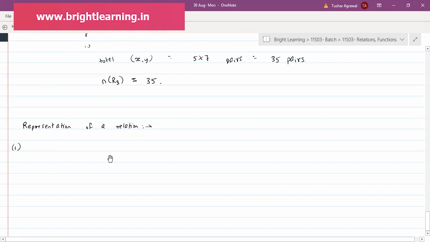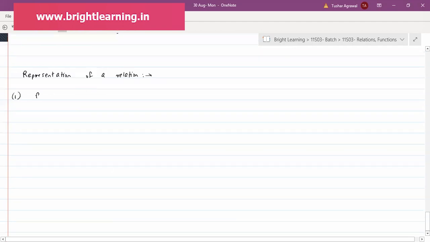So first is the roster form. What is the roster form? The roster form is actually the listing form. All the elements of the relation are listed one by one. The representation of relations and the representation of sets are exactly the same, no difference.